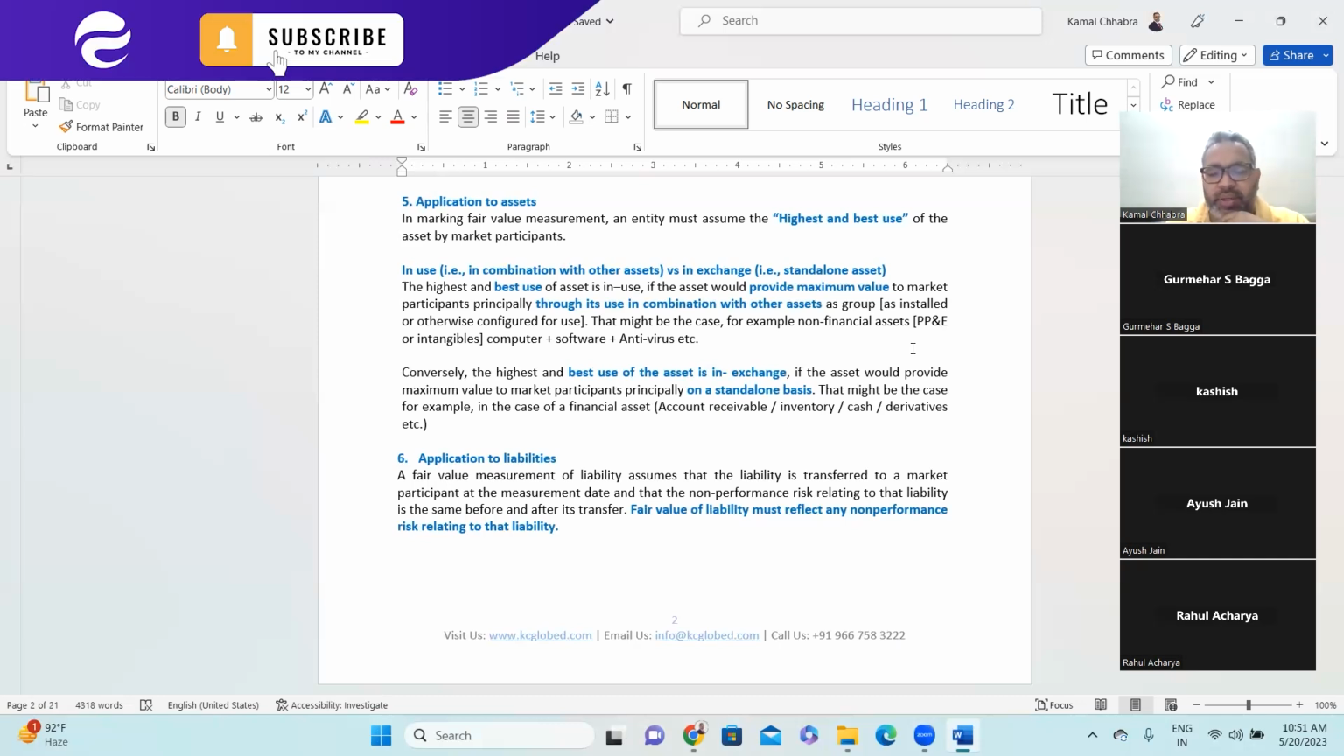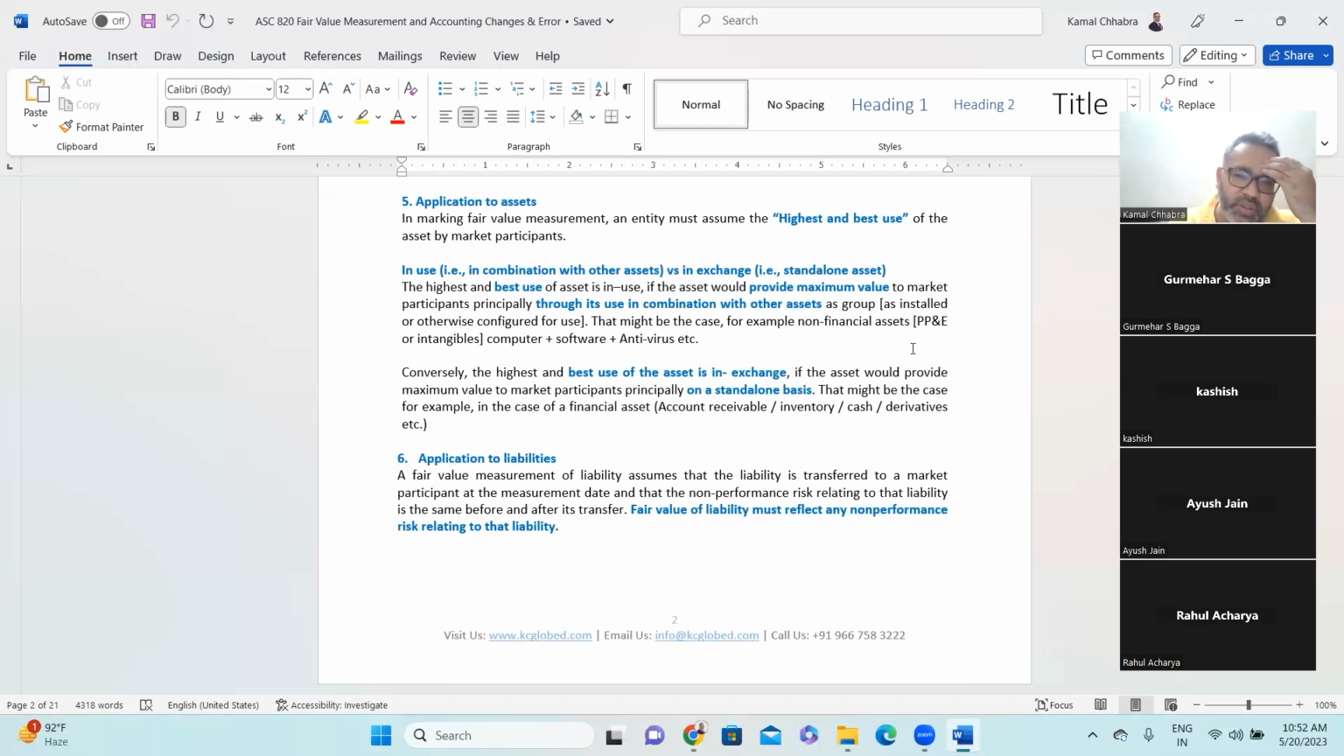Conversely, the highest and best use of an asset is in exchange. So what is in exchange? If the asset would provide maximum value to the market participant principally on a standalone basis. For example, a car, or any machinery which is independent of anything else, or cash, or inventory, or account receivable. That might be the case, for example, in case of financial assets. So that will be considered as standalone basis or in-exchange assets. So there are two categories of application of asset. One is in use, second is exchange. In use is when you are using it along with other assets, exchange is when you are using it independently. Make sense? Application of asset. Yes, sir.